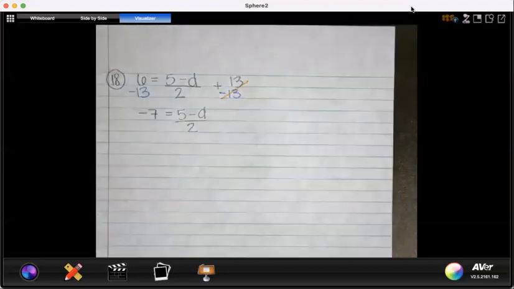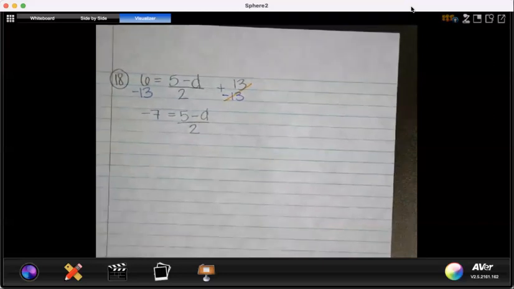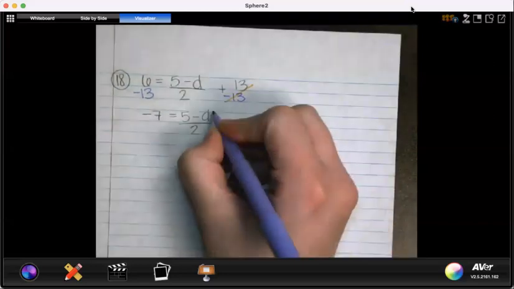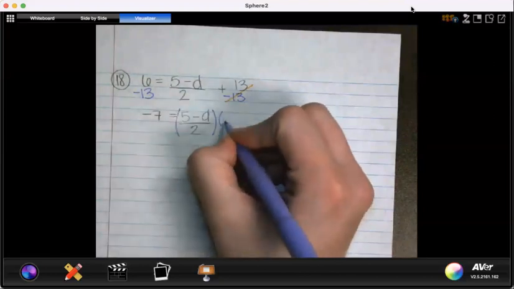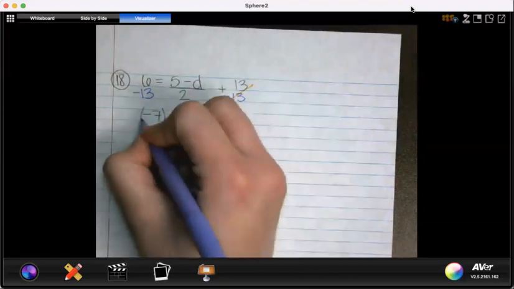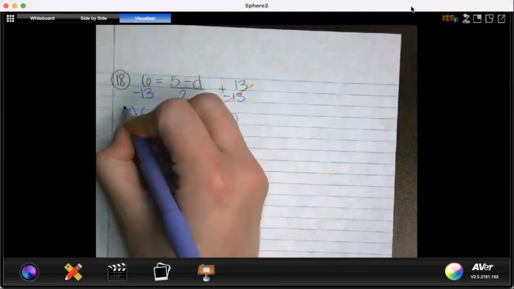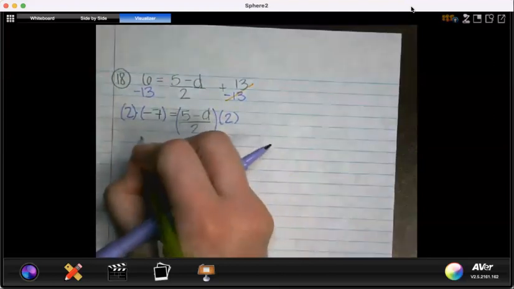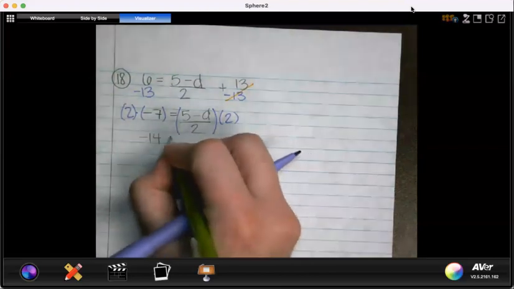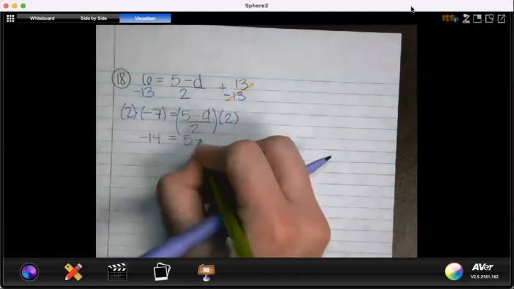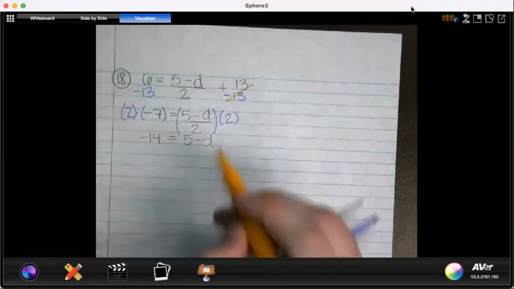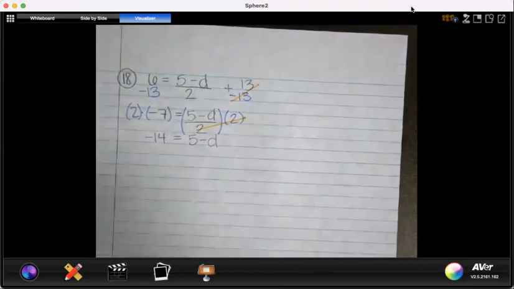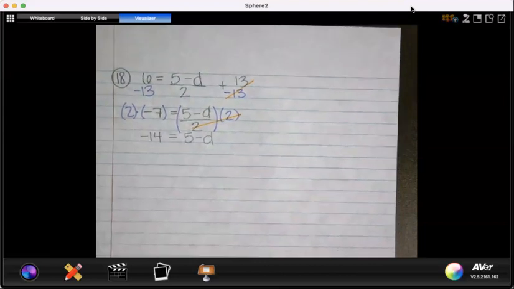From here, the next thing furthest away from d is divided by 2. So therefore, we're going to multiply by 2, which gives us negative 14 equals 5 minus d. As you can tell, we're getting closer and closer to isolating it.